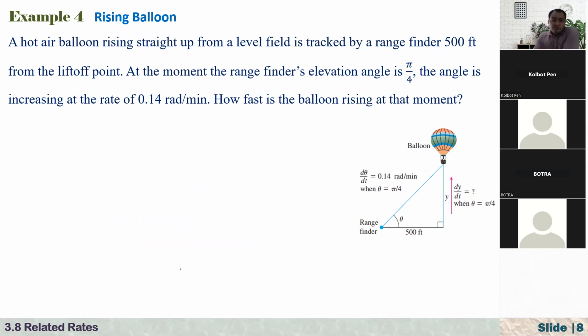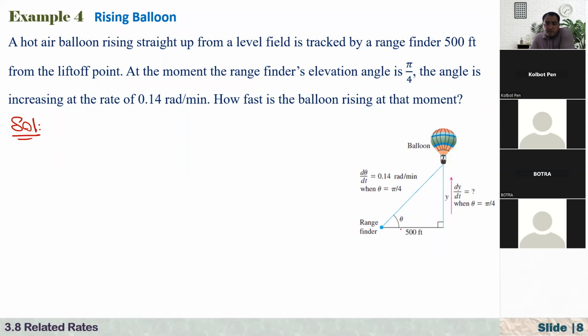Okay. Now let's try to understand the question first. We had just scanned this question. Now we have to read it one more time, a little bit slower. So we write here solution. A hot air balloon, so we're talking about this balloon, rising straight up, from a level field is struck by a rangefinder. So this one is the rangefinder, which is 500 feet away from the liftoff point, right?